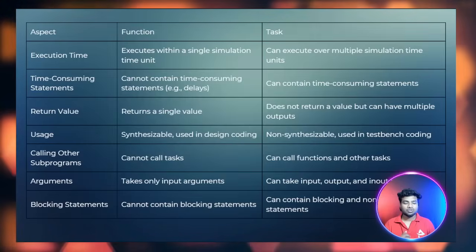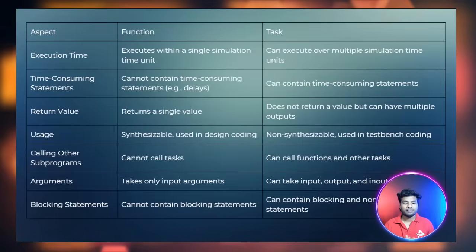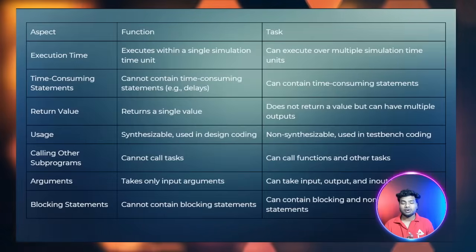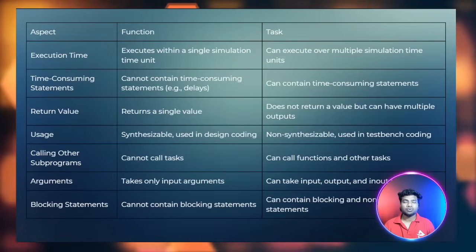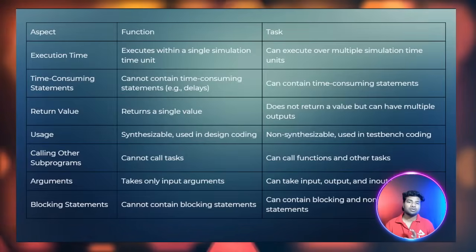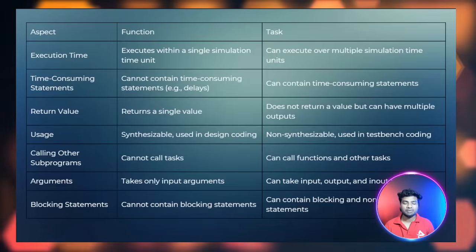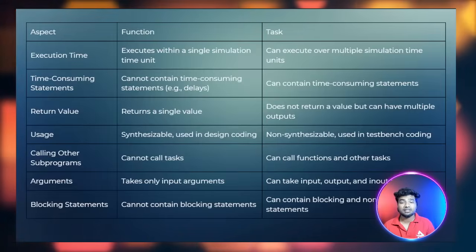Okay, and then argument passing. The function has only input arguments, but inside the task we can give arguments like input and outputs. Arguments are nothing but passing some input values to the task and functions. I will show you what arguments are in the upcoming classes. So this is the difference between the task and function we have in SystemVerilog.